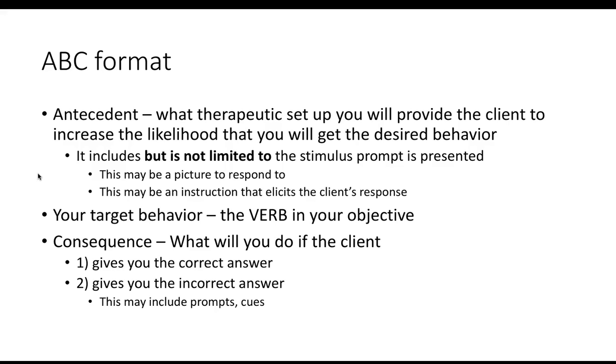So that's the antecedent. Then we have the behavior. That's the thing that you're trying to get the person to do. It's often related to the verb in your objective. So you're trying to get the client to point to something. You're trying to get the patient to identify something. You're trying to get the patient to communicate to you by saying something. So the thing that the client will do is often what you've defined in your objective. It doesn't have to be, but it often is. And that's your target behavior with this antecedent.